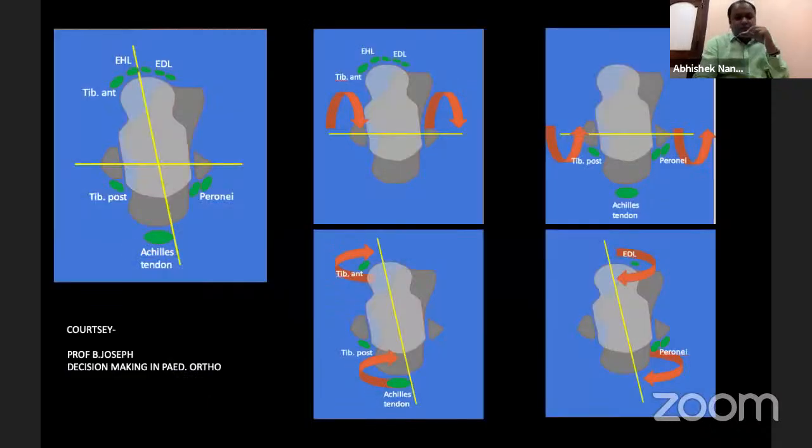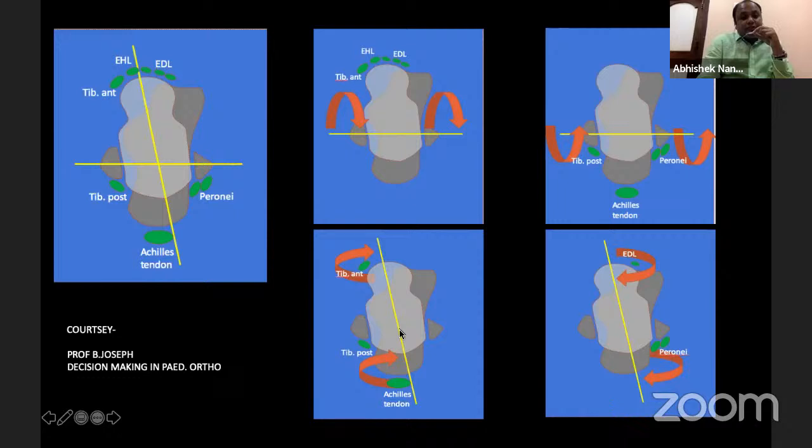So this is taken from the textbook of Benjamin Joseph. He has given the different axes of the subtalar joint and the ankle joint. If you can see, this is the subtalar joint axis and this is the ankle joint axis. So if you take the ankle joint axis, tibialis anterior, EHL, EDL are dorsiflexing, and similarly tibialis posterior, peronei and also the Achilles are plantarflexing. Sorry, the first group are dorsiflexing and these are plantarflexing.